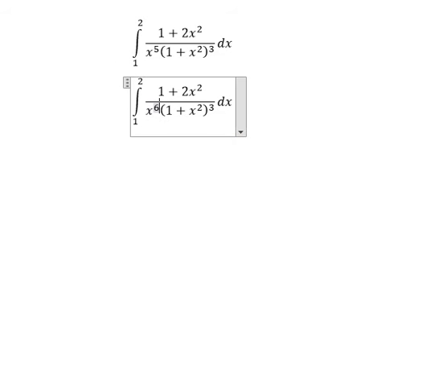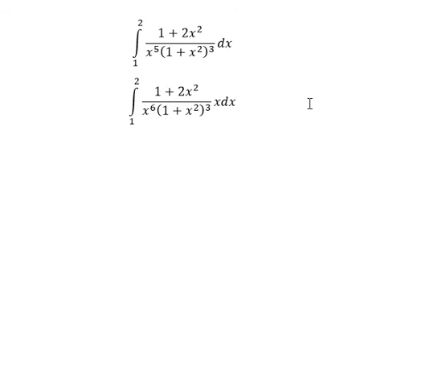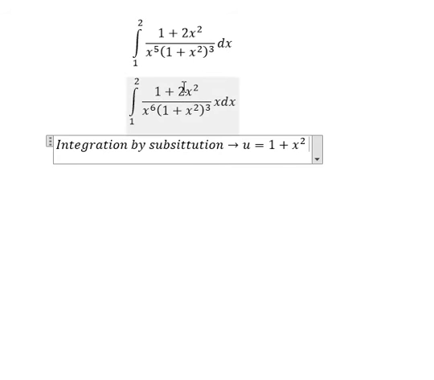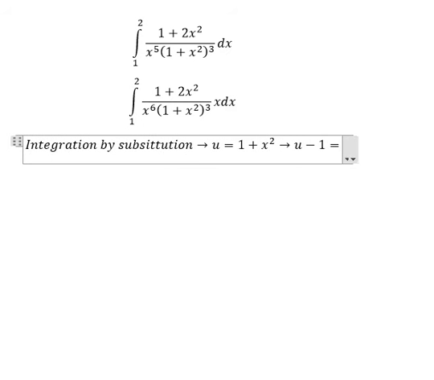We need to multiply by x on the numerator and denominator. Next, we need to use integration by substitution. So we put u equals 1 plus x squared. So we can find x squared here: u minus 1 equals x squared. And for this one too.